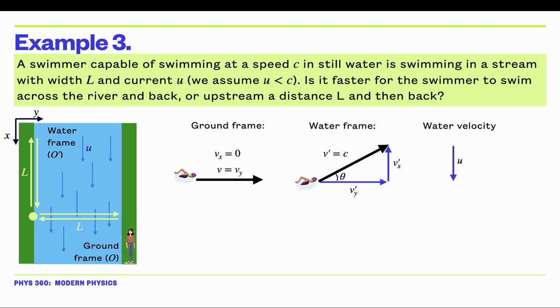They've got to correct their swimming so that they go in a straight line straight across. So in the ground frame, we want Vx to be 0, and so just the velocity is going to be whatever their y velocity component is.